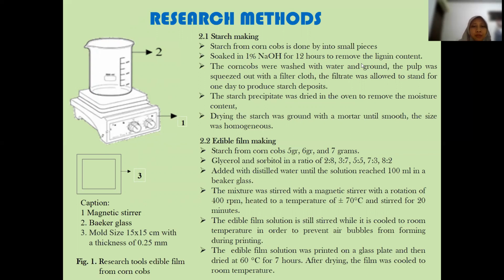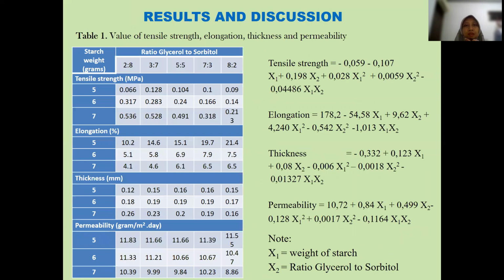Second is edible film making. We took starch of 5, 6, and 7 grams and also 5 different ratios of glycerol and sorbitol into a solution at a heated temperature. The final edible film was printed, dried, and cooled to room temperature. These are the values of tensile strength, elongation, thickness, and permeability. All the 4 characteristics were measured and optimized using Minitab.